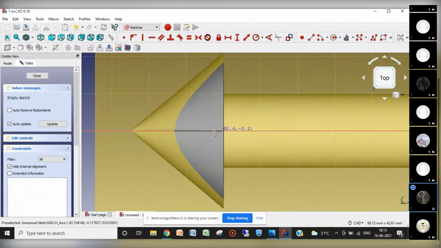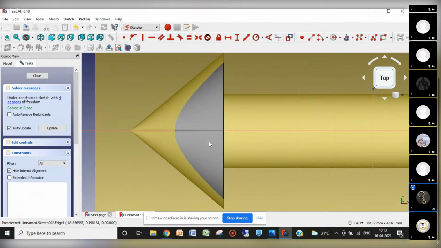I will sketch the profile of the propeller over here. I'm taking a straight line and a 3 point arc, starting from here to here, like this. So, okay, just making these two coincide, making it horizontal, and just placing it here and close.